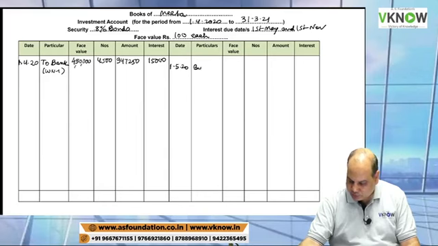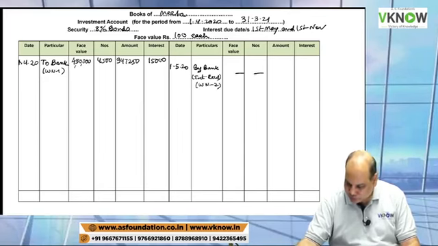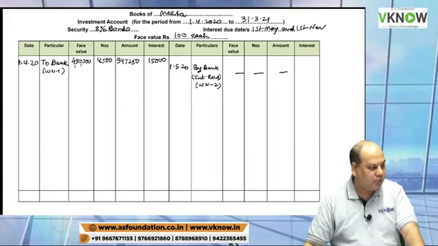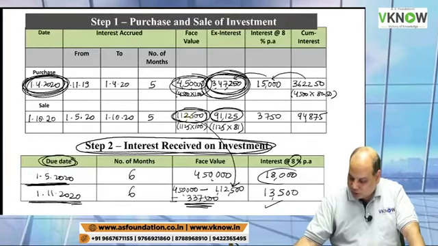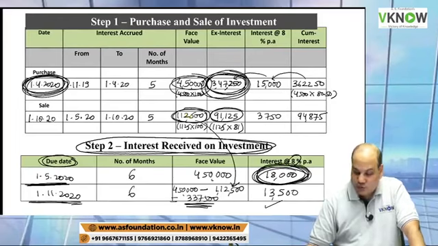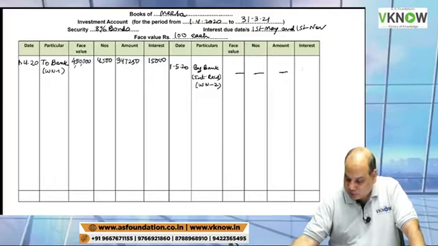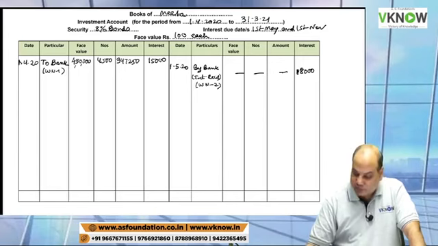So you'll write here working note 1, and then we will receive interest on 1st May 2020. We will receive interest by bank. Interest received, working note 2, 18,000. Working notes will ensure that you don't miss anything.